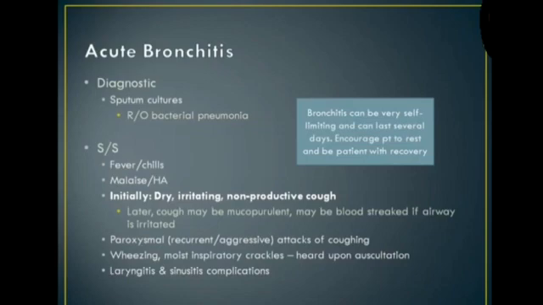They can also have paroxysmal coughing, which means recurrent or aggressive attacks of coughing that occur for quite a long period of time. Even once we control the cough, every now and then it just keeps coming back more and more aggressive, and that cough is really aggravating. You might also notice some wheezing and maybe even some moist inspiratory crackles. Whenever you're listening to their lungs, you might be able to hear the sounds of that mucus production within the lungs from the infection.